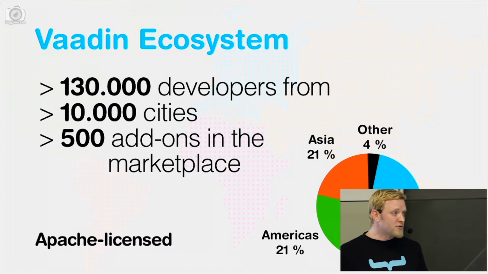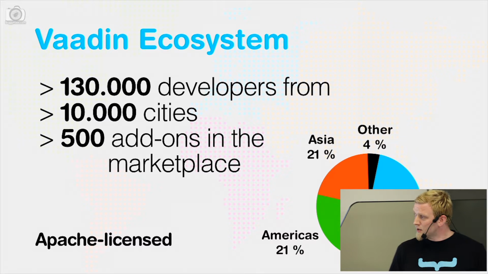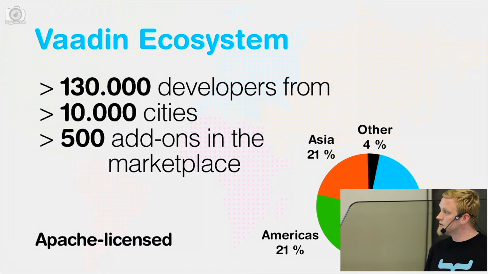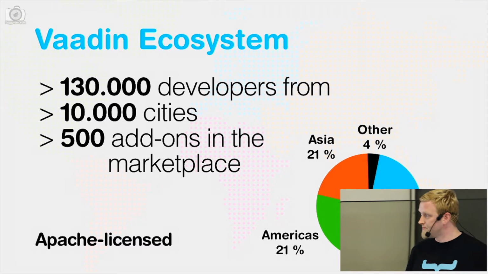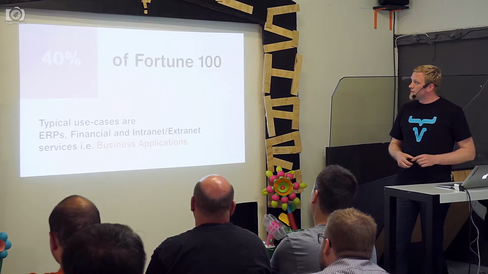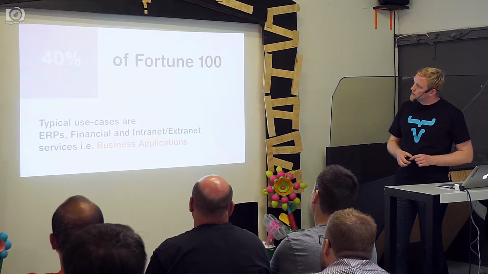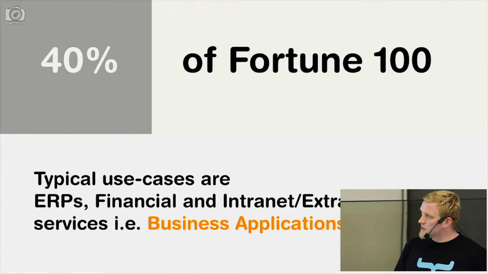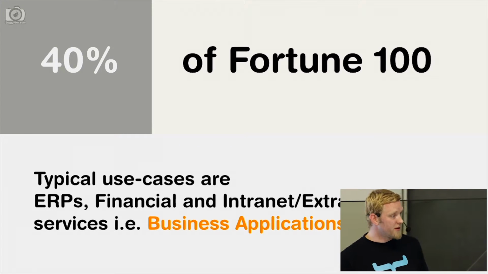We've been around for over 10 years already. The ecosystem is pretty nice at the moment. We estimate that we have 130,000 developers using Vaadin for different purposes all around the world. And it's Apache licensed, open source, business liberal, free to use. And most of all, almost half of the Fortune 100 companies are using Vaadin for something already.